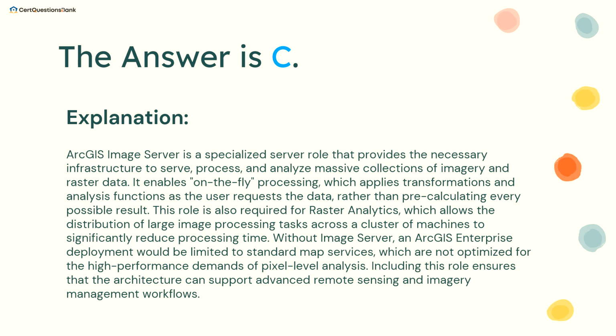ArcGIS Image Server is a specialized server role that provides the necessary infrastructure to serve, process, and analyze massive collections of imagery and raster data. It enables on-the-fly processing, which applies transformations and analysis functions as the user requests the data, rather than pre-calculating every possible result. This role is also required for raster analytics, which allows the distribution of large image processing tasks across a cluster of machines to significantly reduce processing time.